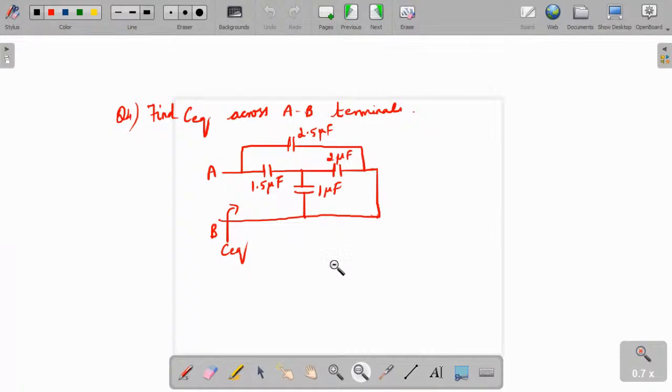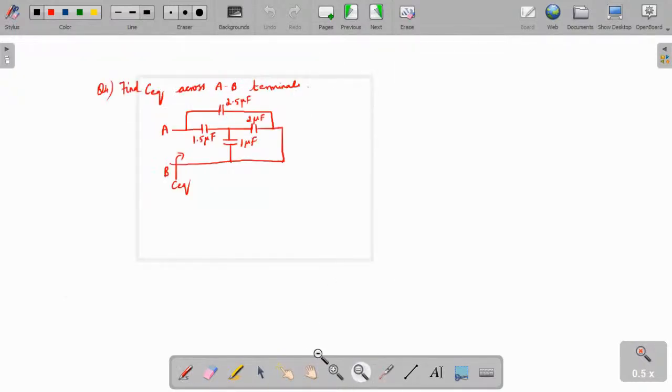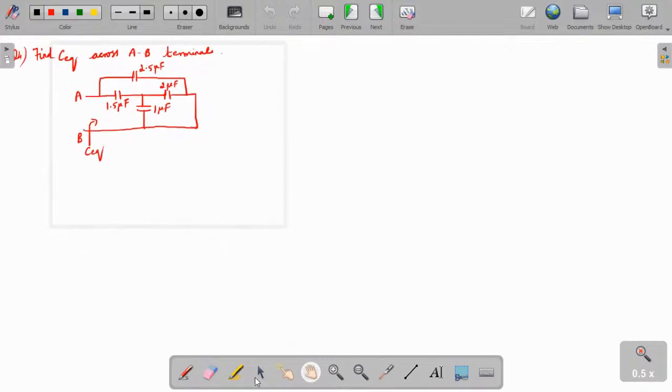Next question number 4. Find C equivalent across the given terminals. Always start finding C equivalent from the end opposite to the terminal side we are looking from. So this 1 microfarad and 2 microfarad are connected in parallel. Right? So first step.